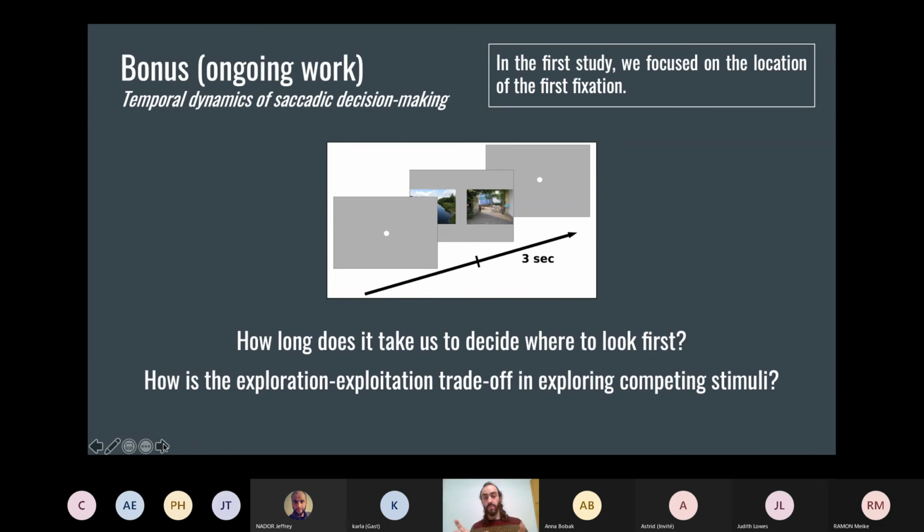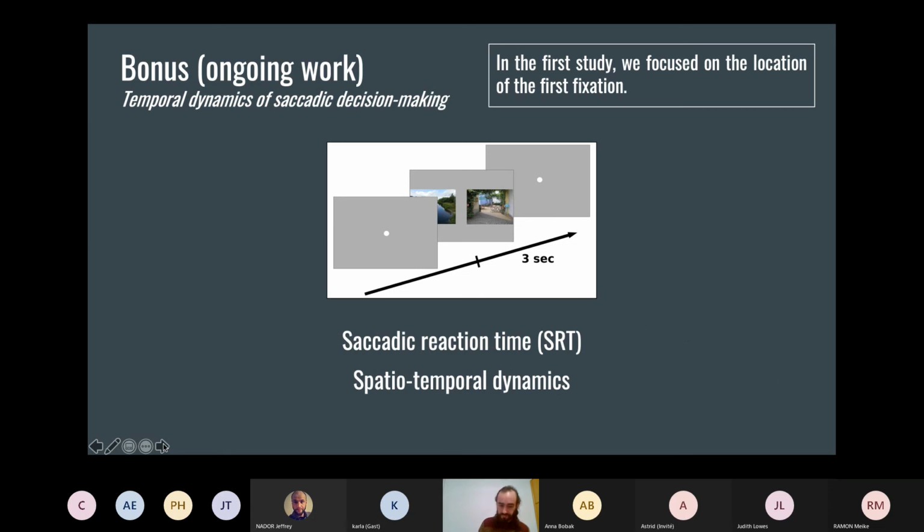Can I have the next slide? Yeah, thanks. If you remember, well, I don't know if I mentioned this, sorry, the trials were 3 seconds long, so we have more than just the first fixation. Some questions we were interested in answering were: how long does it take to decide where to look first, left or right? And what is the exploration-exploitation trade-off when we are faced with competing stimuli presented side by side? In the next slide, this can be studied with the saccadic reaction time for the first question, and the spatiotemporal dynamics for the exploration-exploitation trade-off.